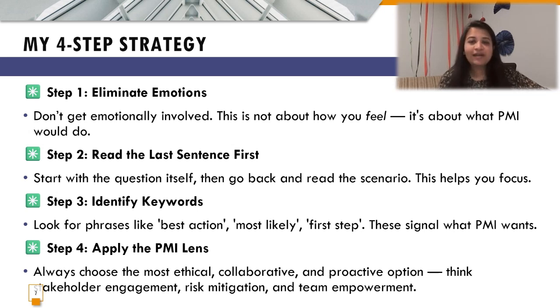Step number 3 is to identify keywords. The next step is to train your brain to spot the keywords which PMI loves to use in the questions it presents. For example, what is the best action, which simply means the most aligned action according to PMI's principles. Next you have most likely, which asks for the typical expected answer according to PMI's response. Or you may also encounter what should a project manager do first, which is all about the correct sequence in which you should start solving these kinds of problems.